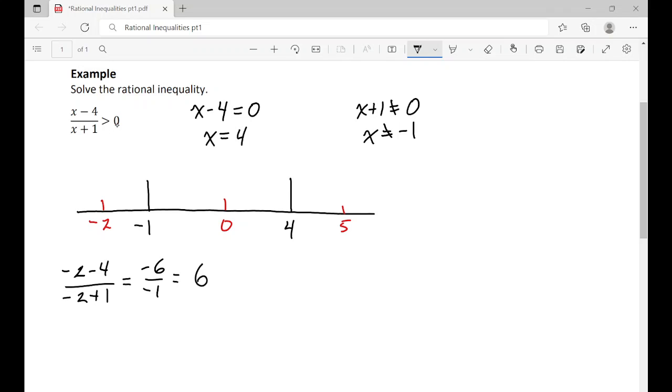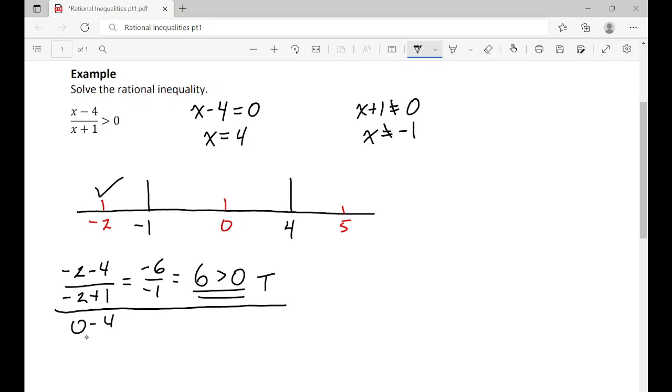And this is supposed to be greater than 0. So is 6 greater than 0? The answer is yes. It is true. So that means everything over here where the negative 2 is, is true. And now I do it again for 0.